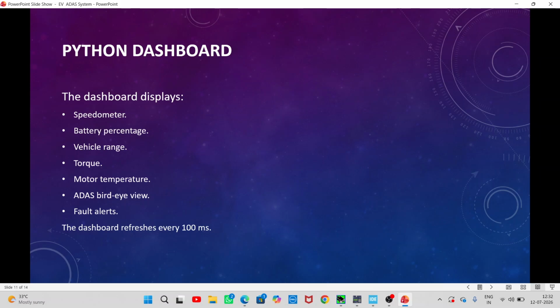Here we see the dashboard displays the speedometer, which indicates the speed of the vehicle, and battery percentage, vehicle range, torque, motor temperature, ADAS bird's eye view, and fault alerts. These are displayed on the dashboard by using the Matplotlib library.